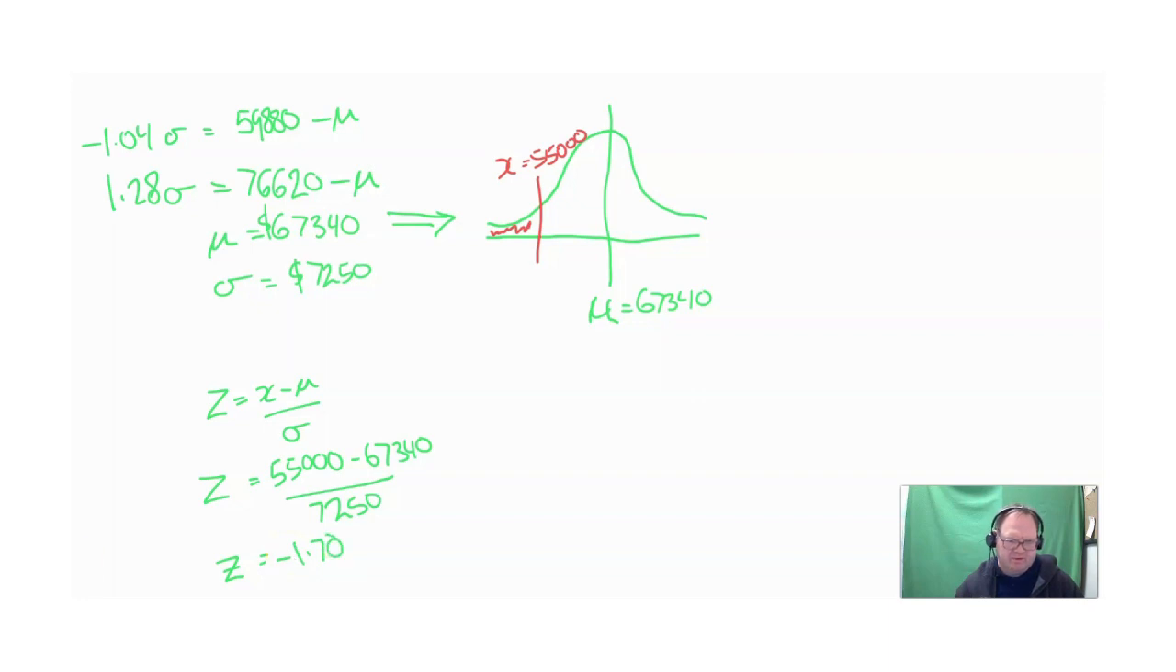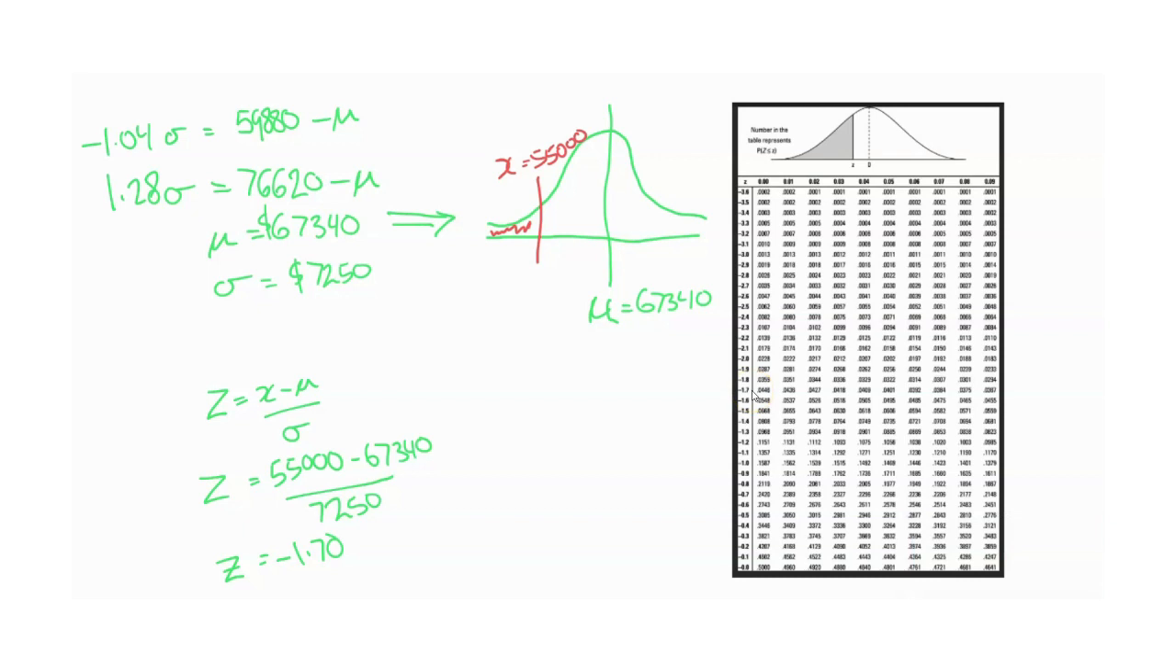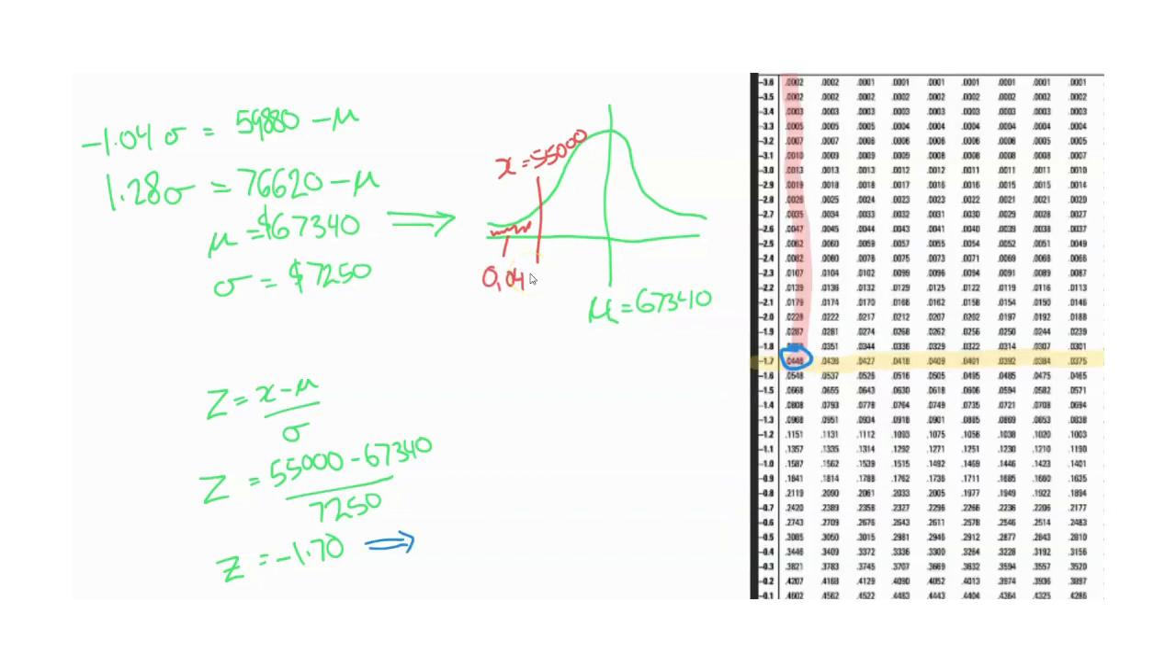Now we can refer to our z-table. Negative 1.7 occurs as 0.0, so it's going down. There's this one here. So that area is 0.0446. So the probability is equal to 0.0446. So the probability that you make less than 55,000 is 4.46%.